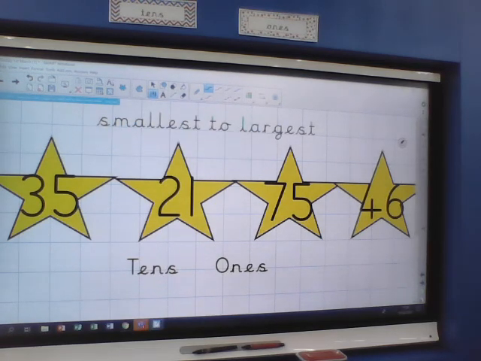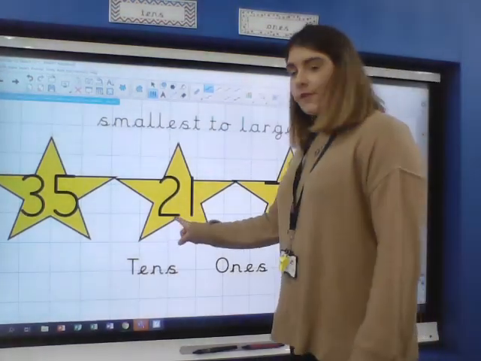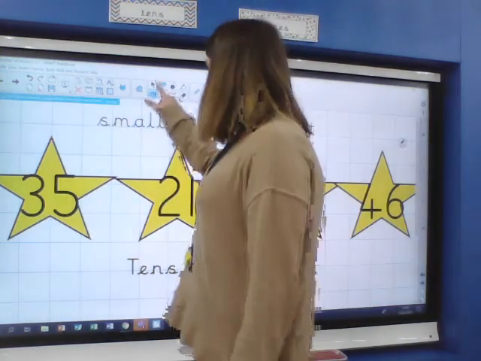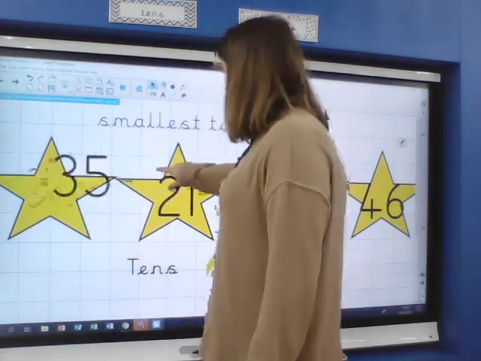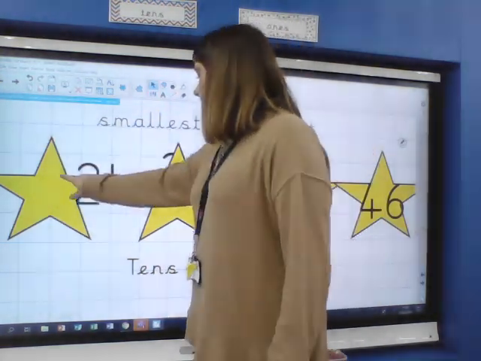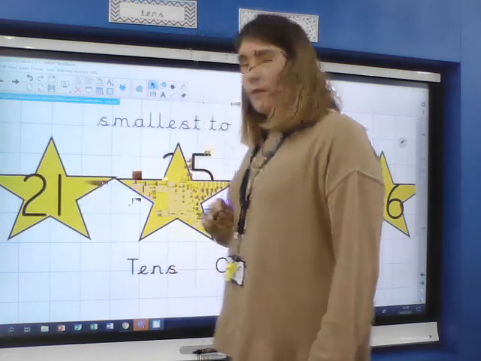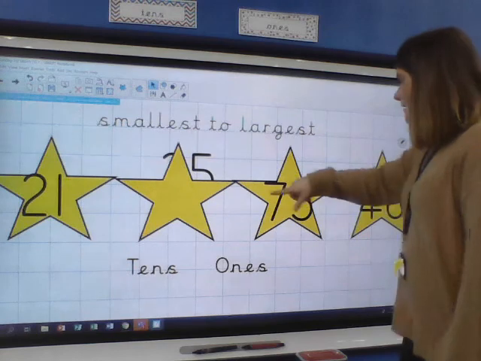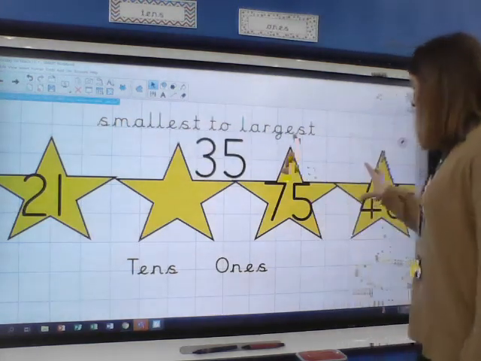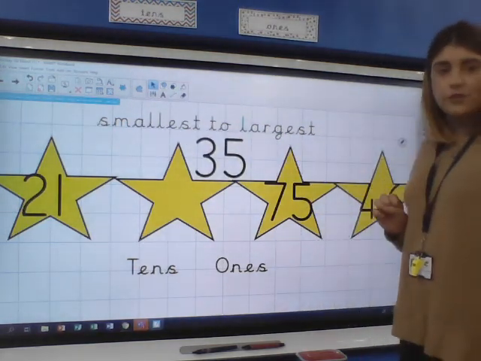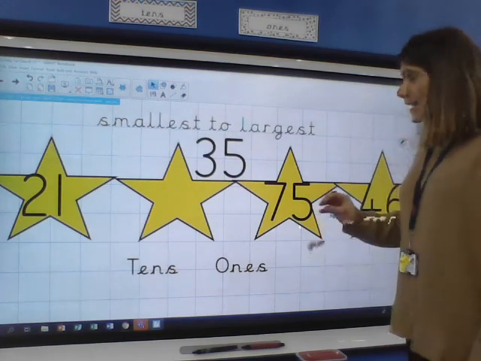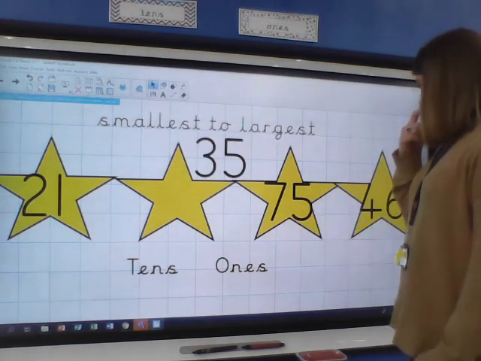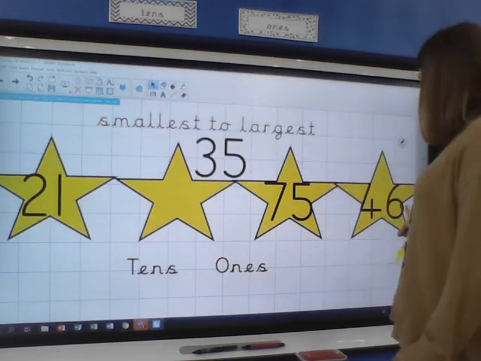So which number did you write down? Hopefully you saw that 21 has only got 2 tens. So that would go at the start of our sequence. Okay, so 21 would come first because it only has 2 tens. Okay, so next, is it 35, 75 or 46? Which number has the next least amount of tens? This one's got 7 tens. That one's got 3 and that one's got 4.